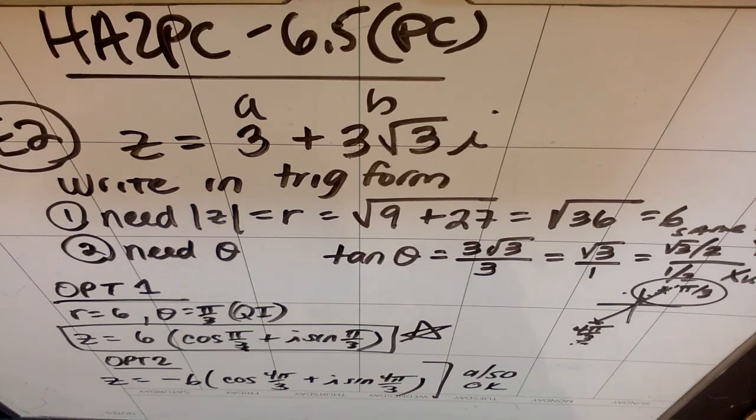Now, if you were to distribute that 6 and replace cosine of pi over 3 and sine of pi over 3 with their values, you would find that, in fact, you do get z equals 3 plus 3 root 3 times i. So that's example 2.